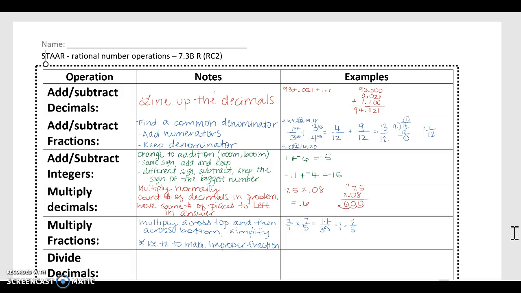Okay? Also, let's say, what if I have 1 and 1/8 times 1/2? So like I said before, you cannot multiply with mixed numbers. So we have to use Texas, so TX, to change it to an improper fraction. 1 times 8 is 8. 8 plus 1 is 9 over 8 times 1/2. So 1 times 9 is 9. 2 times 8 is 16. So I have 9 over 16.